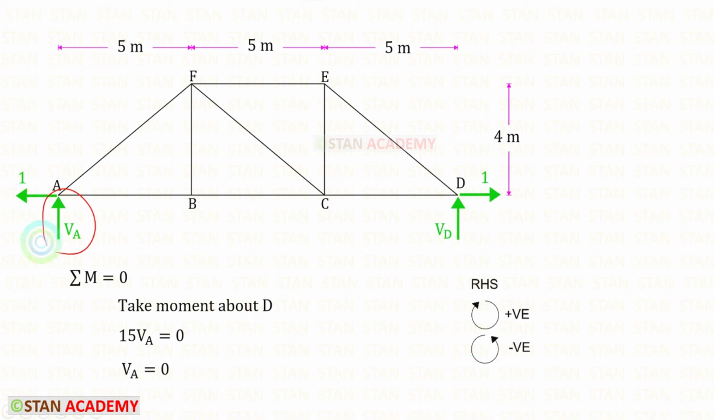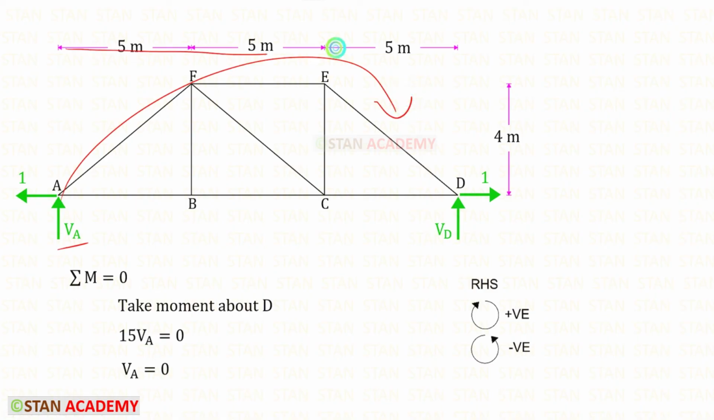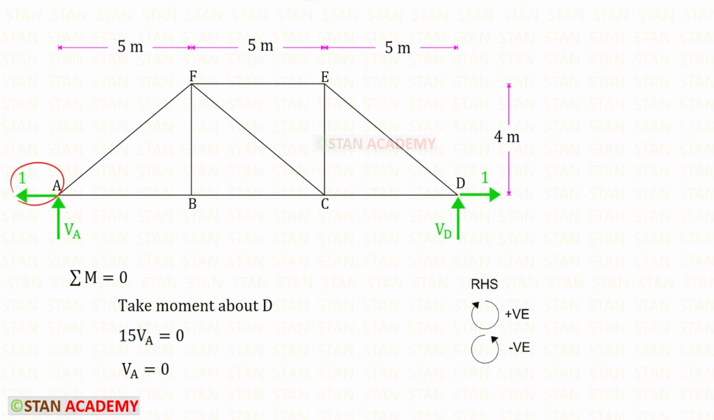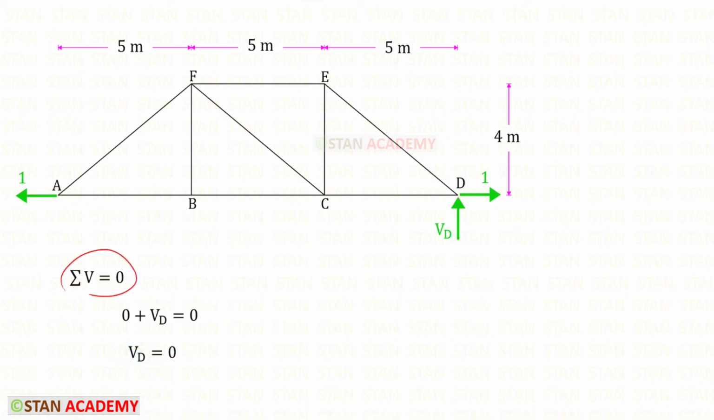To find VA, we can take a moment about D. VA is acting in the clockwise direction, so it will be positive, and the distance is 15, so 15 VA. For this horizontal reaction, there is no perpendicular distance about D, so we should not consider that. In this case, there is nothing, so VA will be 0. Using this rule, we can find VD. Otherwise, we can take directly VD as 0. Because there is no vertical load or vertical reaction, in this case VD will become 0.